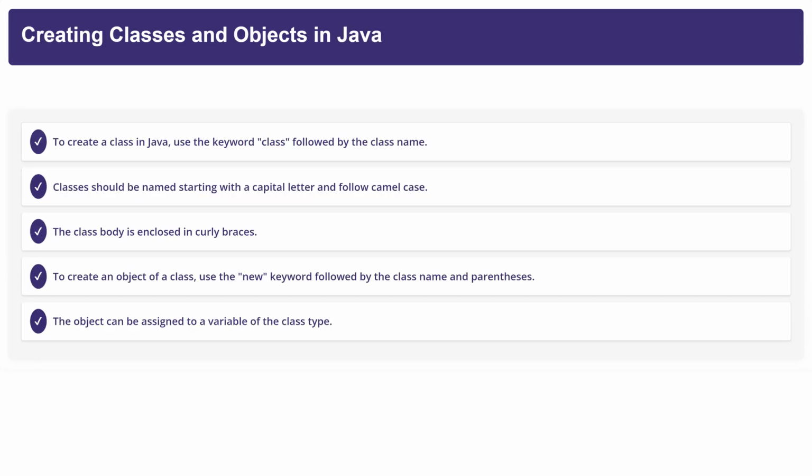To create a class in Java, use the keyword class followed by the class name. Classes should be named starting with a capital letter and follow camel case. The class body is enclosed in curly braces. To create an object of a class, use the new keyword followed by the class name and parentheses. The object can be assigned to a variable of the class type.